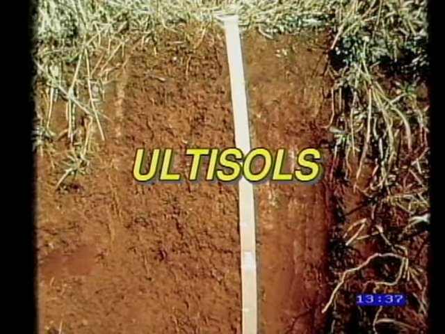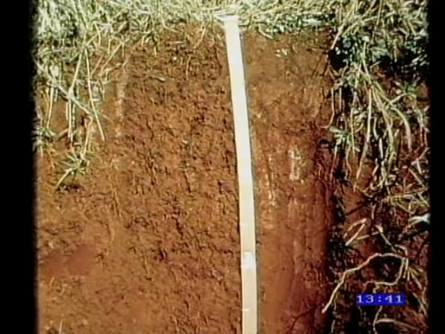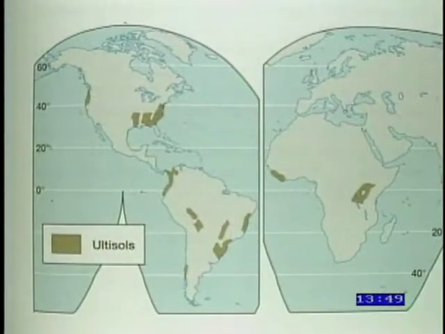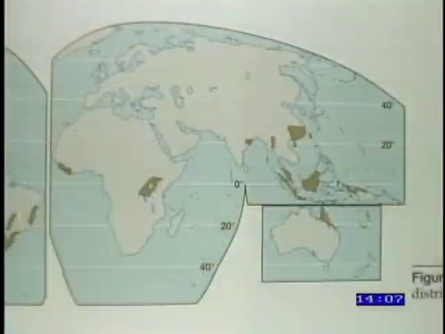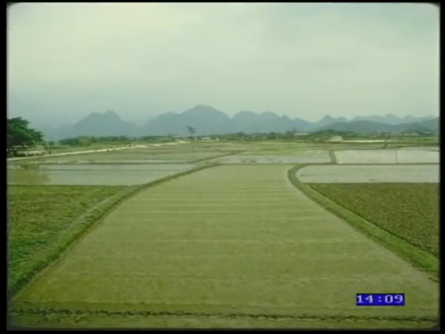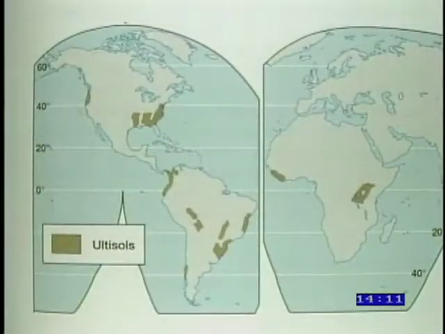Ultisols are moist, acidic, well-developed soils that can be found in warm, humid climates. They have a light-colored surface layer and a reddish clay subsurface layer full of iron and aluminum. Ultisols are found in warm, humid climates, such as the southeastern United States, where cotton, watermelon, and tobacco are grown, southeastern China, where yams, tea, and rice are grown, and the wheat-producing regions of southern Brazil.